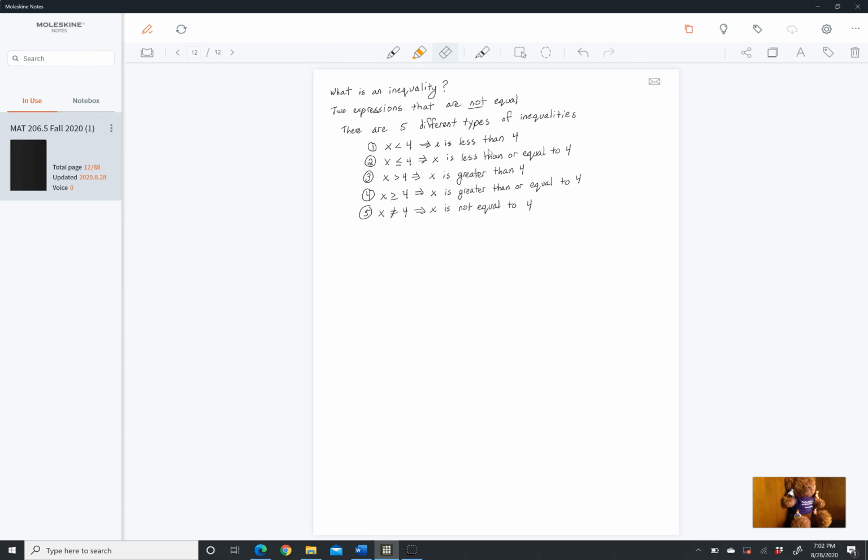Now, what does this mean, x is less than 4? That means x could be any number that's less than 4. It could be positive or negative. Okay, so -3 is less than 4. -1 is less than 4. 2.68 is less than 4. So it doesn't have to be an integer. It could be any number, including our decimals. 0.62 is less than 4.